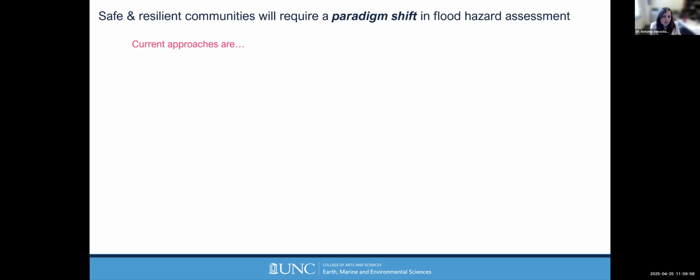So current approaches to flood hazard assessment are deterministic. We assume 100-year rainfall produces a 100-year flood, which will produce 100-year risk. They're single driver. So the flood hazard maps that we have, at least in the continental US, are either for river processes or for coastal processes, and they don't mix. They tend to be conducted at a reach or at a community scale. So for North Carolina, as an example, there are over 5,000 individual models used to assess flood hazards.